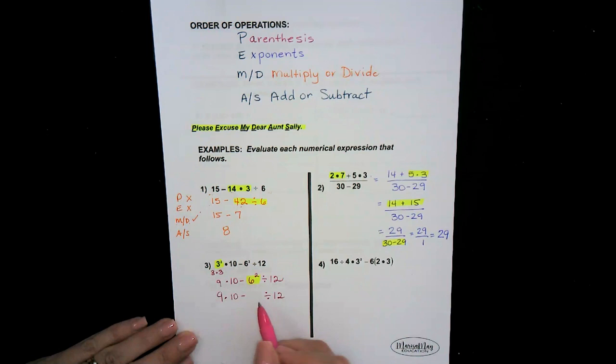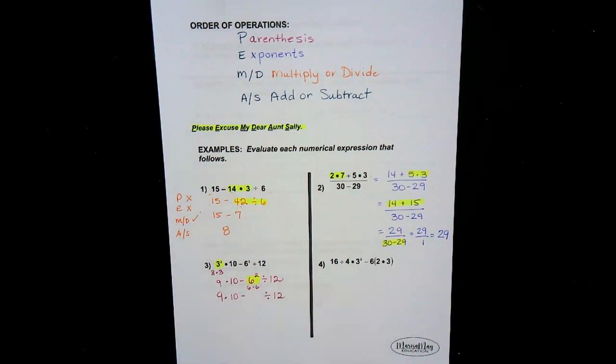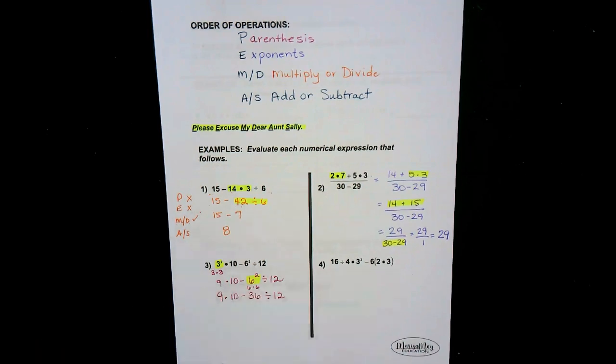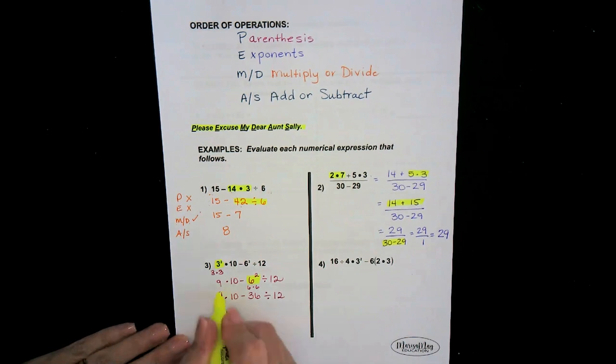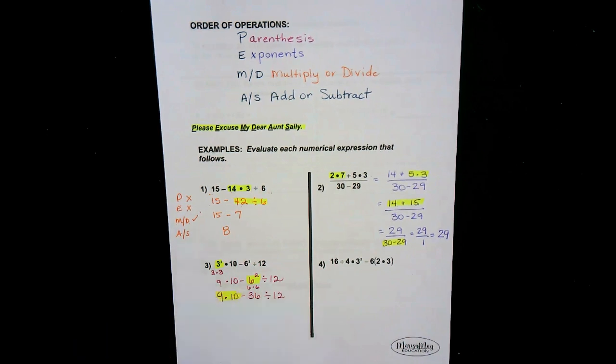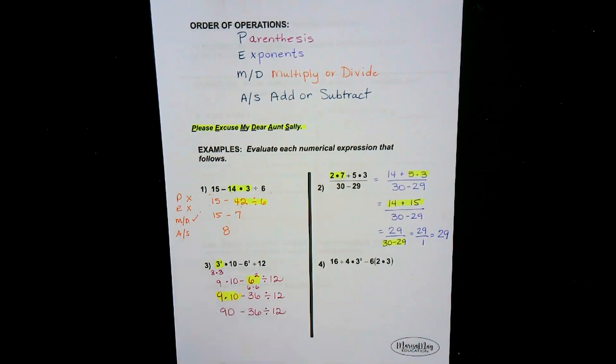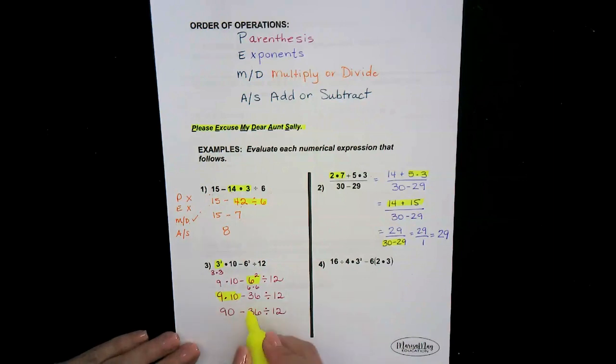Remember, 6 to the second does not mean 6 times 2. It means to write the 6 2 times and multiply. So 6 times 6 gives me 36. And now I'm finished with my exponent step. We're ready to move on to the multiply or divide. So from the left, again, I come to this multiply step first. So I'm going to rewrite the rest of the problem. And then I'll do the 9 times 10, which is 90. Still not finished with the multiply or divide step, but I come to this division here.